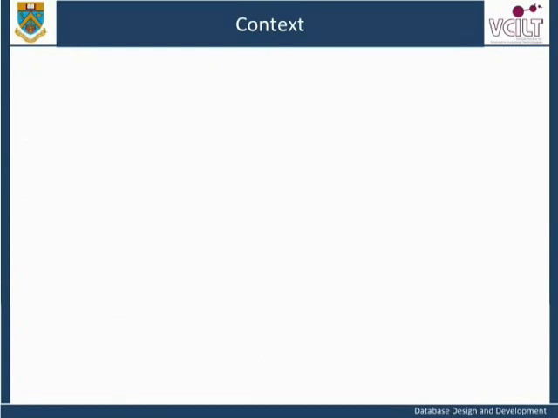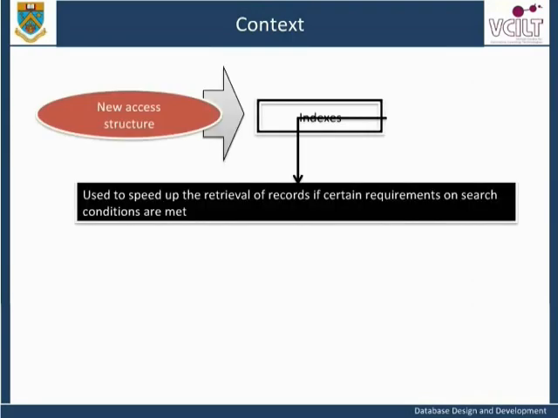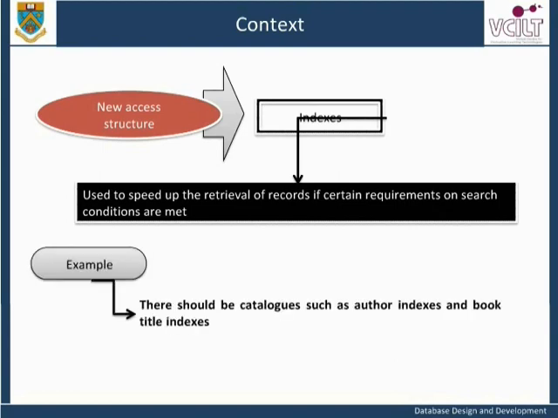In this unit, we will introduce some new access structures called indexes, which are used to speed up the retrieval of records if certain requirements on search conditions are met. An index for a file of records works just like an index catalog in a library. In a normal library environment, for example, there should be catalogs such as author indexes and book title indexes. A user may use one of these indexes to quickly find the location of a required book if he or she knows the author or title of the book.